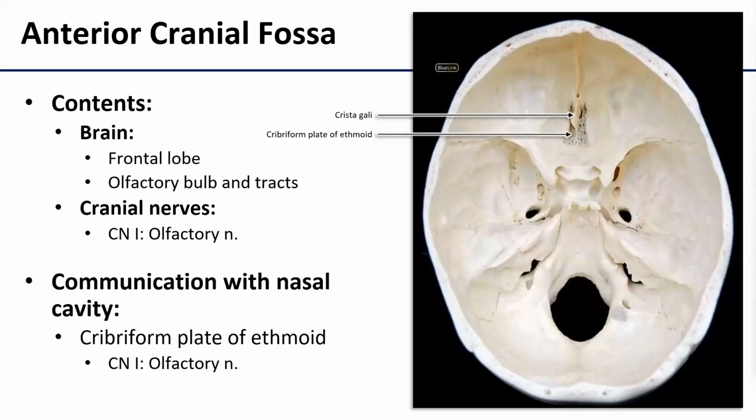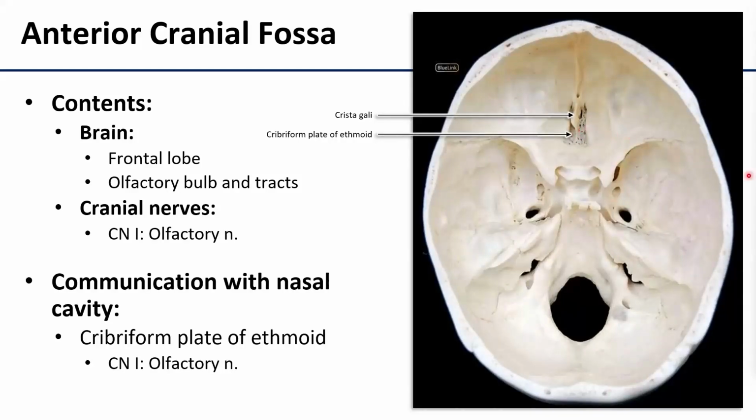So with our borders defined now, let's take a little bit closer look at the contents of each fossa. The anterior cranial fossa is primarily a home for the frontal lobe of the brain. So those lobes that are in here are right here. In addition, the olfactory bulb and its tracts travel along the floor of the anterior cranial fossa. And they will reach the cribriform plate here, so all these little holes here. The olfactory bulbs sit directly over the top here and then send their little filaments down into the nasal cavity, and those will transmit olfaction or smell back to the brain. And that is really all that's going on up here.